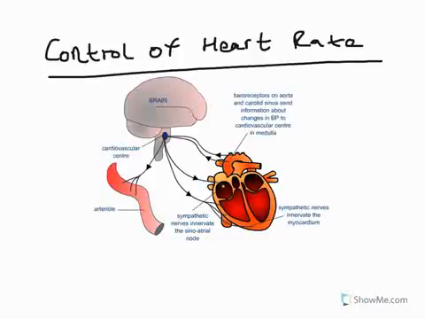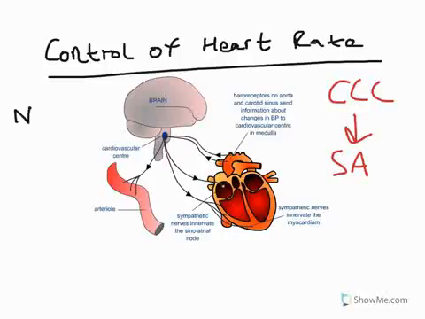We're now going to have a look at how heart rate is controlled and how the sinoatrial node receives its stimulation from the cardiac control centre, which we will refer to as the CCC up there. How the SA node receives information from that cardiac control centre. First of all, we're going to have a look at what we consider to be neural methods of controlling heart rate.